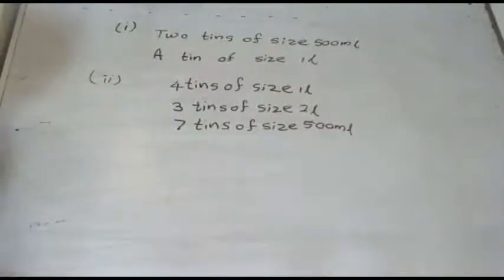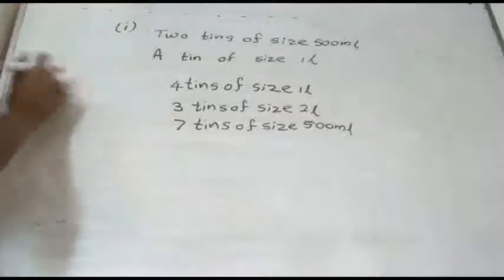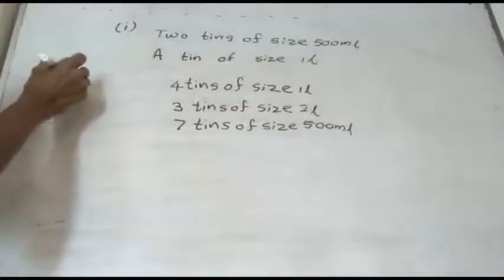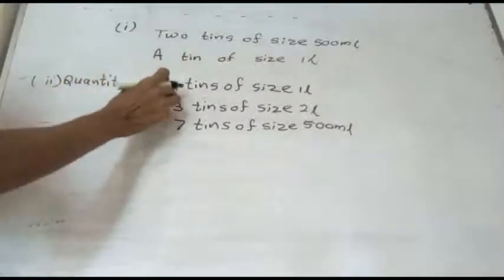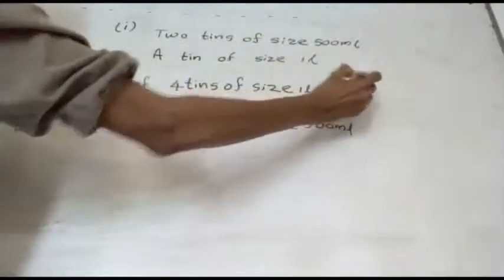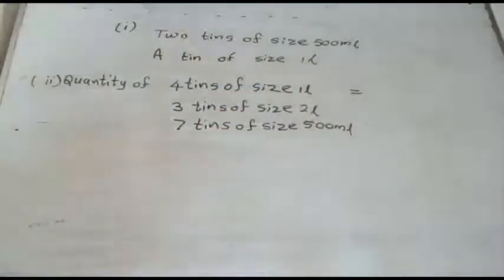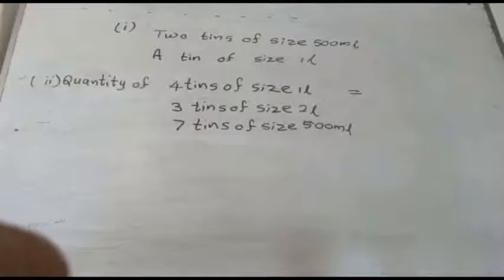Express the total amount of paint that was sold during that week in terms of liters and milliliters. Quantity of 4 tins of size 1 liter is equal to 4 times 1, which is equal to 4 liters.